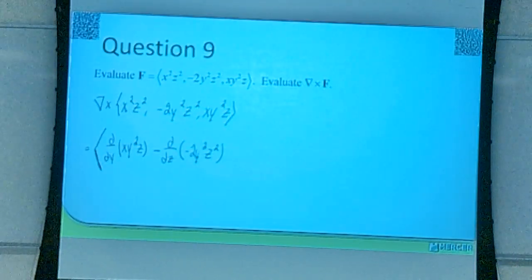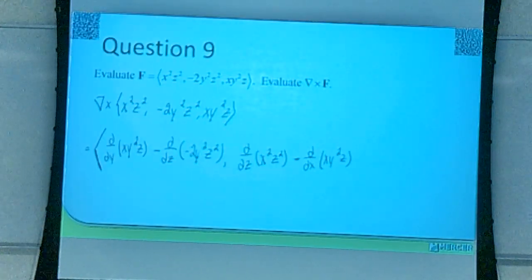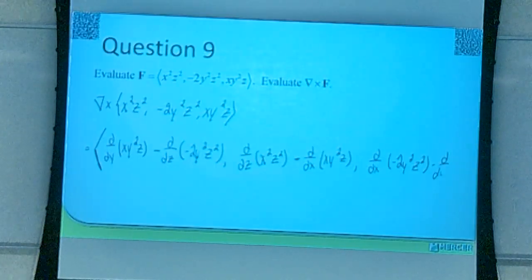First component, difference of your cross partials. So partial y of the z component minus partial z of the y. Your second component is going to be negative partial x of the z minus partial z of the x, but I'm going to rewrite that. I'm going to flip the order. Partial z of the x minus partial x of the z. And then the last component, partial x of the y minus partial y of the x.